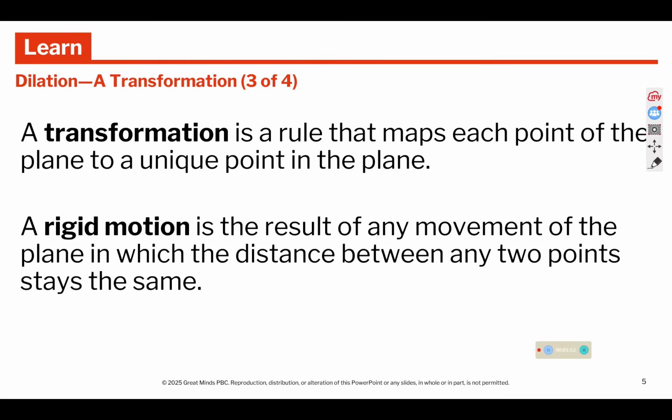Here's a little bit more of a description for those two different types of things. A transformation is a rule that maps each point of the plane to a unique point in the plane. Transformations would be all of those rigid motions. A rigid motion is the result of any movement of the plane in which the distance between any 2 points stays the same. So transformation is more of a general term. It includes our rigid motions as well as a dilation.